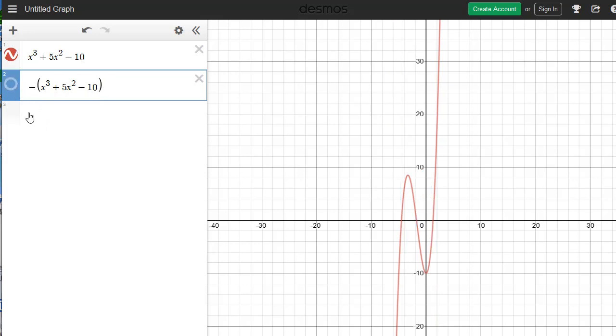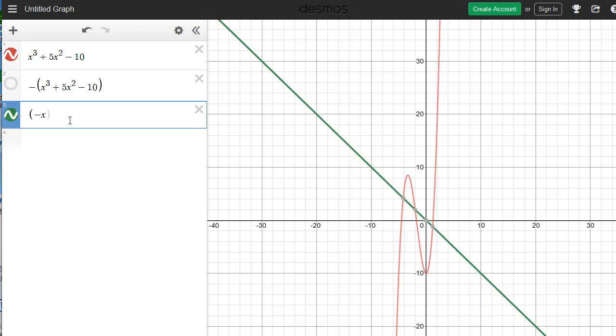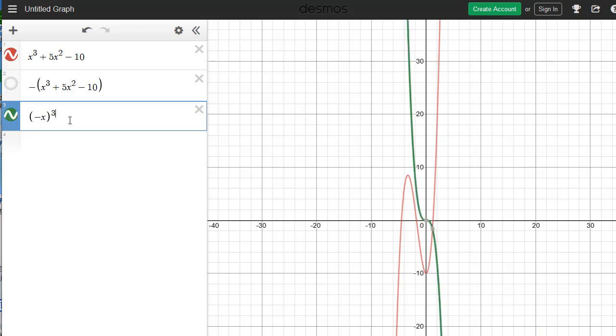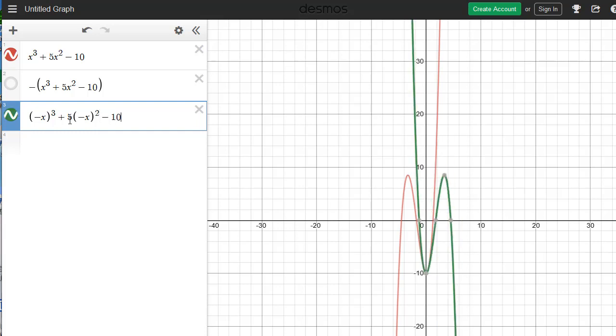Alrighty, now let's flip it horizontally, left to right, right to left. So for that one, I have to replace every x with negative x. This is going to be negative x cubed plus 5 times negative x squared minus 10. What do you know? There it is. It has now flipped left to right. What was left is now right, and what was right is now left. So there you go. That's how you do your mirror images, your flips, using function transformations, which is pretty cool.